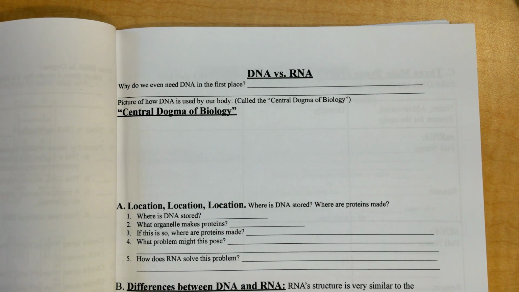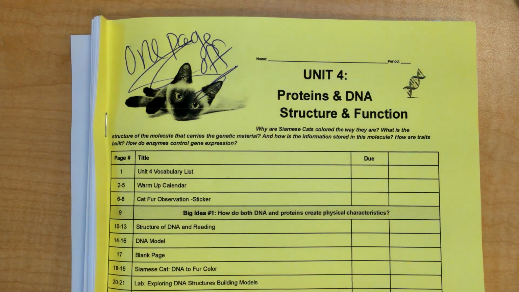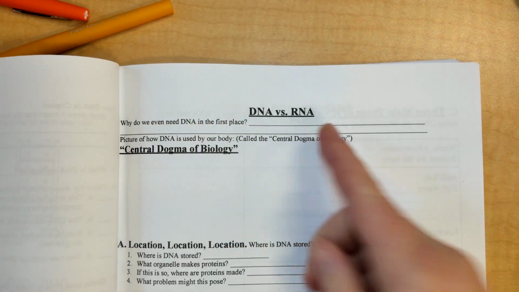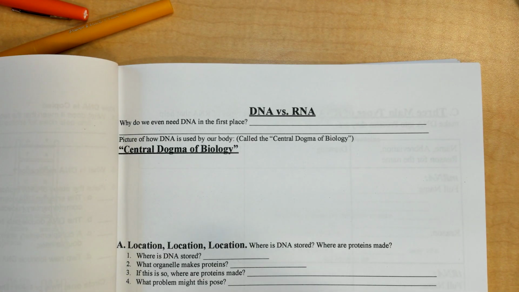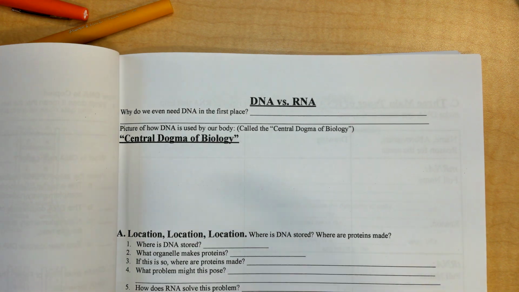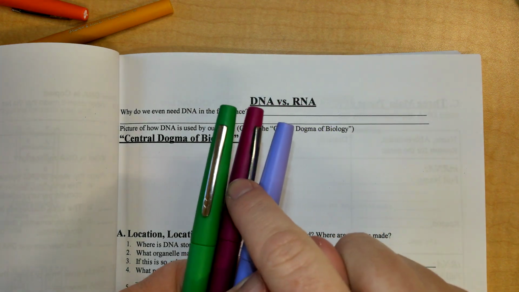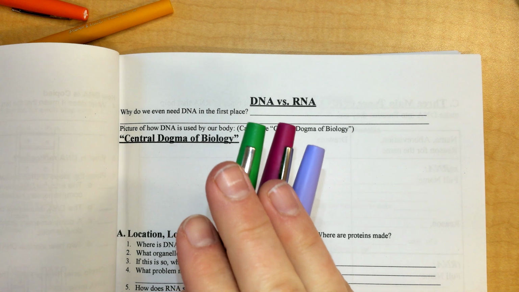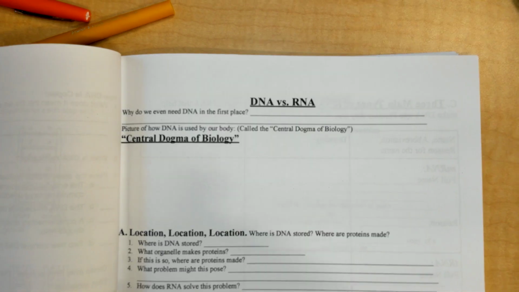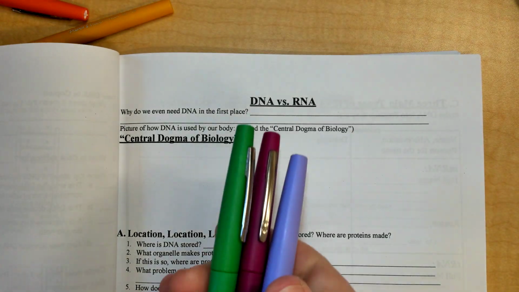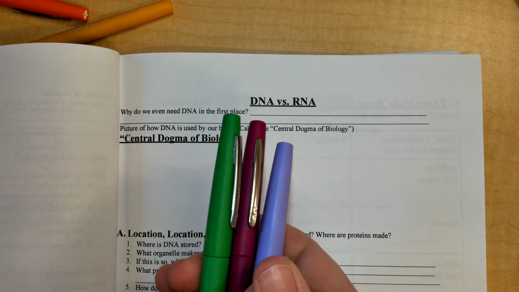This is Mrs. Schramm, and we're going to be working on our Unit 4 Siamese cat book on around page 26. You should see something that says DNA versus RNA, depending on which teacher you have. I'd like you to start by getting a green, a red, and a purple pen to do these notes. Once you do that, you can start the video again. Make sure you have these colors.